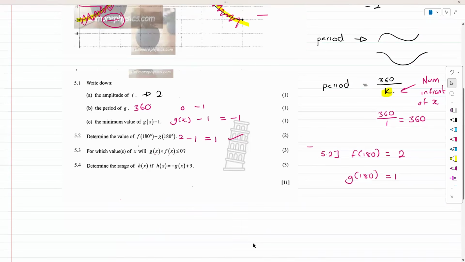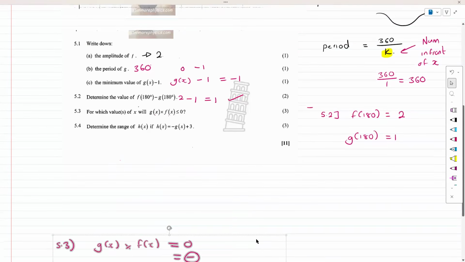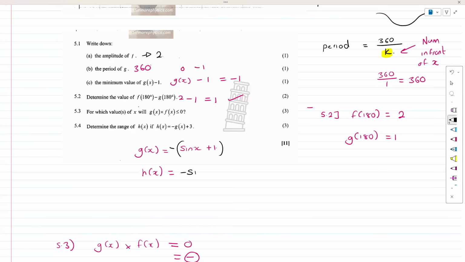They said determine the range of h of x if h of x is minus g of x plus 3. Now, guys, let's start off with g of x. G of x is equal to sine x plus 1. That's the normal g of x graph. Now, h of x is going to equal something else. See, h of x is firstly where we're going to get a minus. So there's some sort of reflection. So that's going to be minus sine x minus 1, because I'm going to distribute that minus. Thereafter, they told us to plus 3.